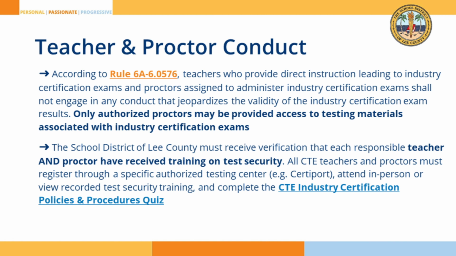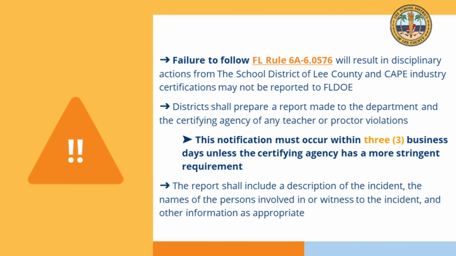All proctors as well as teachers are required to take Policies and Procedures training, sign the Statement of Educational Integrity form, and also the FCAPE-03 form, and return them to the CTE TOA before they may proctor an industry certification or offer instruction toward an industry certification. Failure to return the required forms before industry certification exams are delivered to students or teachers will result in disciplinary actions, and industry certifications may not be reported to the DOE, resulting in loss of CAPE funds.